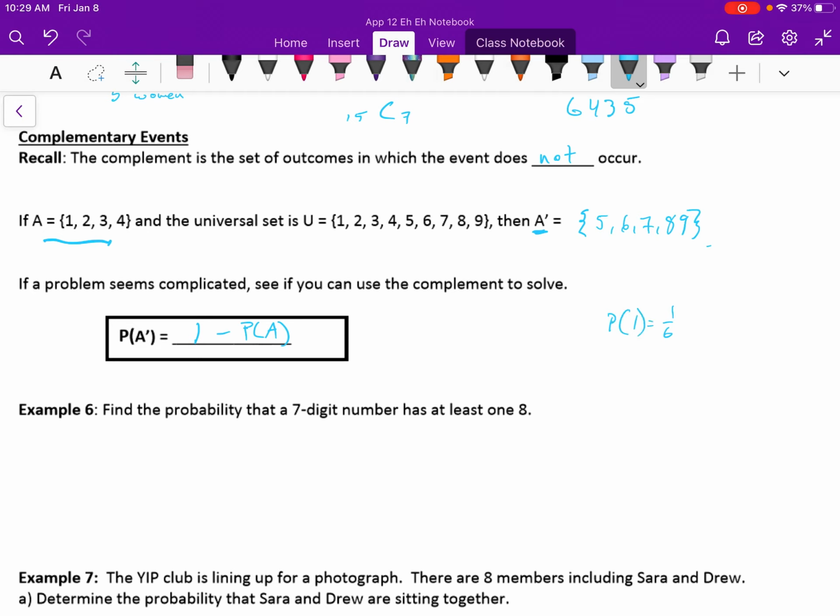So the probability of rolling a 1 would be 1/6. But the probability of not 1 is going to be 1 minus 1/6. And we know that there's going to be 5 other different sides of the die. So really you have a 5 out of 6 chance of rolling not a 1. All right.